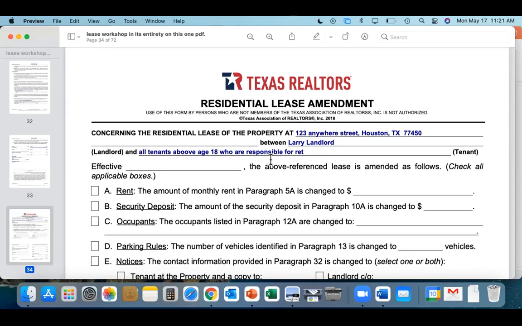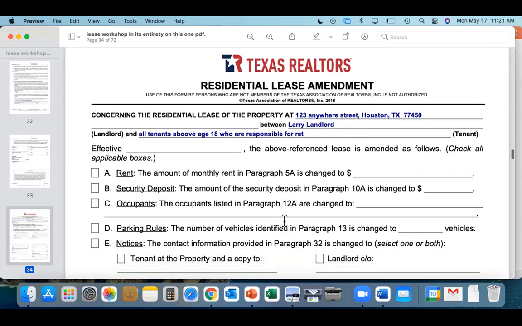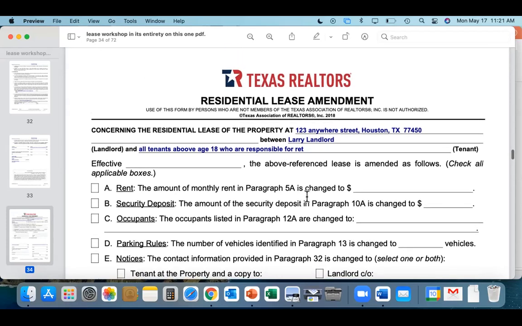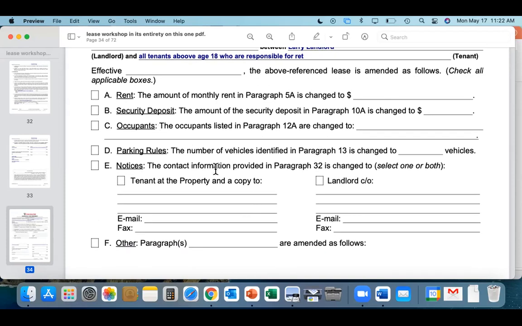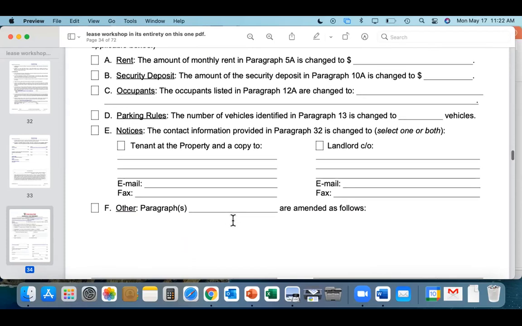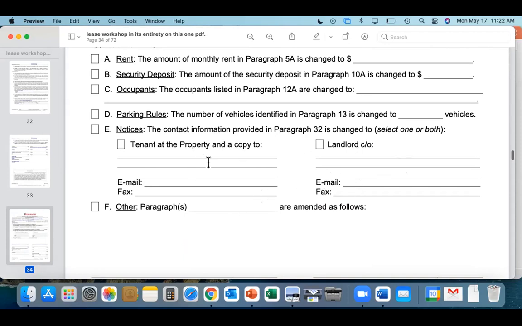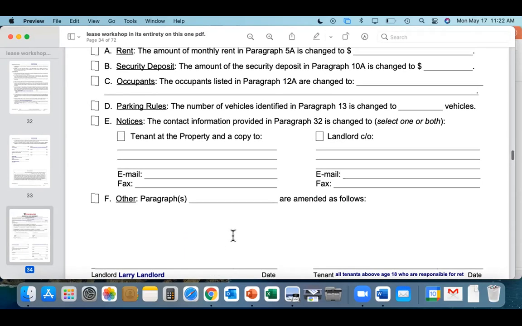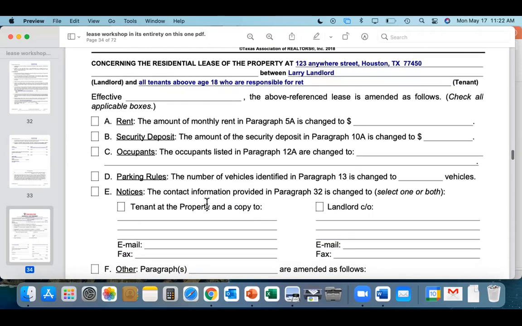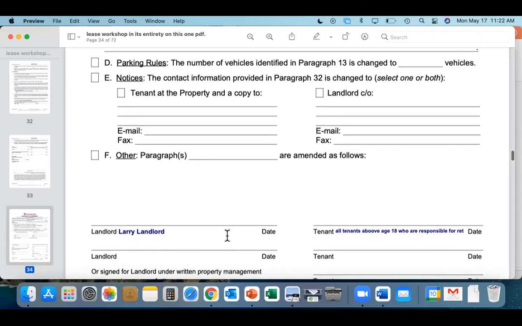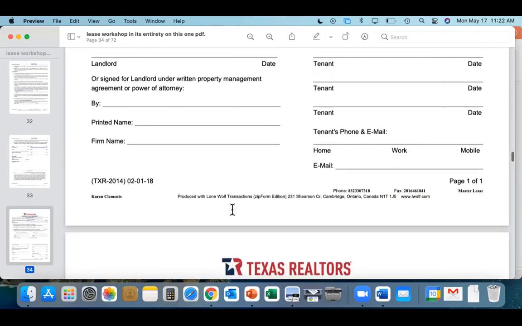We do have a residential lease amendment. If the lease ever has to be amended, Texas Realtors has an amendment. You can amend the security deposit, the rental amount, the occupants, the parking rules, notices. This is really helpful. You always tell the tenant, if you have to change your phone number or email, let the landlord know. Before or right after the lease is done, if we have to make quick changes, there's an amendment out there for you to use.